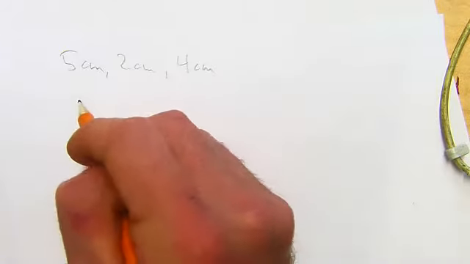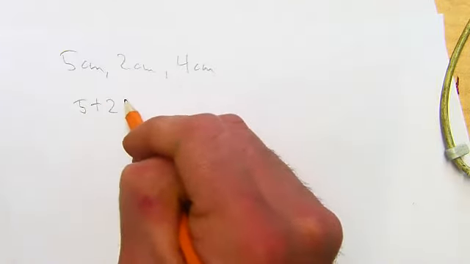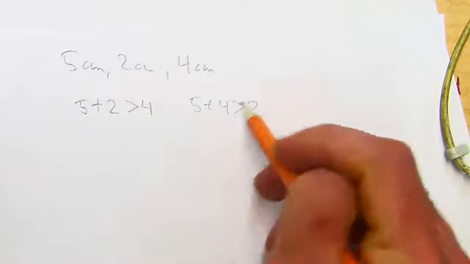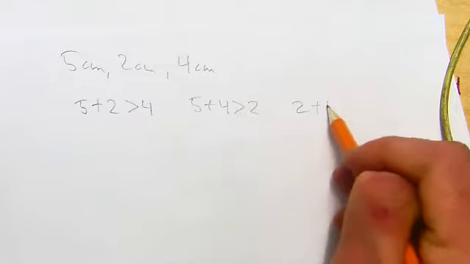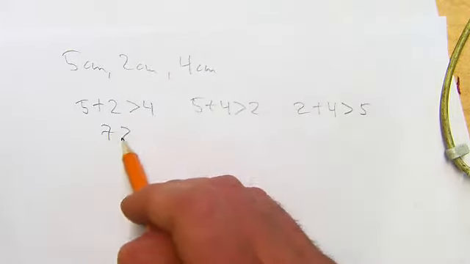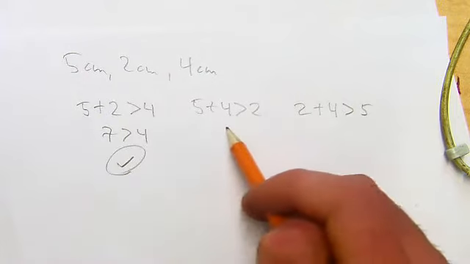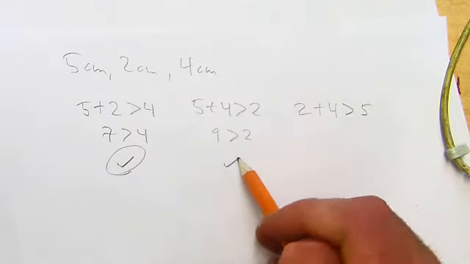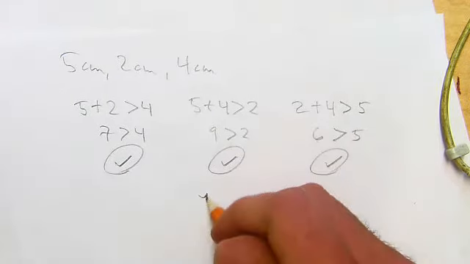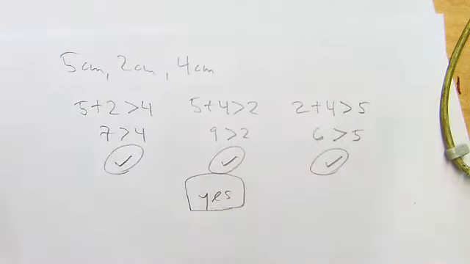Okay, and check all those. Check all this triangle inequality. 5 plus 2 greater than 4. 5 plus 4 greater than 2. 2 plus 4 greater than 5, okay? Yeah, that's true. That's true, and this is true. Okay, so this answer is yes, you could make a triangle out of those.